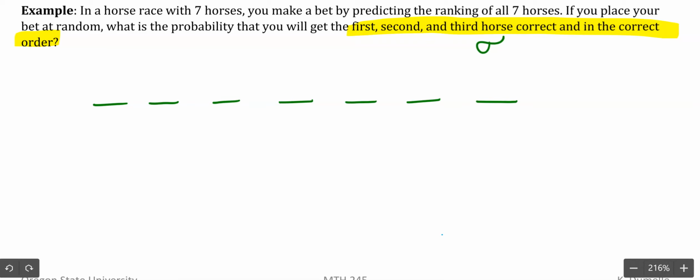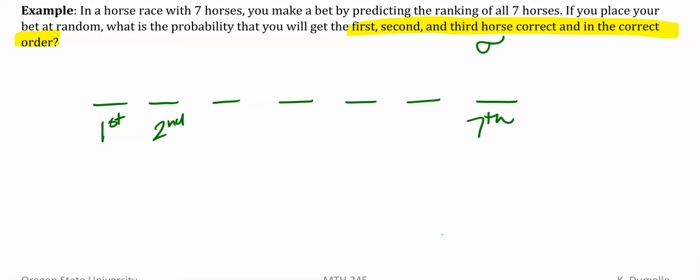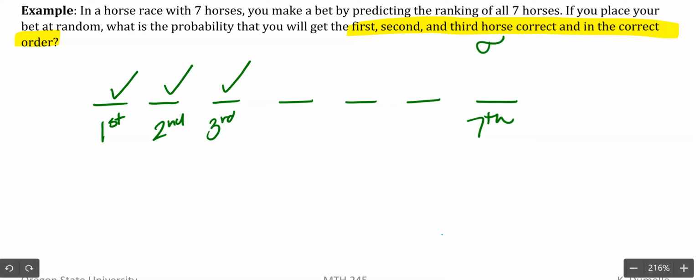To visualize this, here we have our first place horse, our second place horse, all the way to our 7th place. And we want to know what's the probability that we get first, second, and third place correct. So first, second, and third are correct. Another way to think about that is that there is one option for each of those slots because we got it correct and in the correct order.